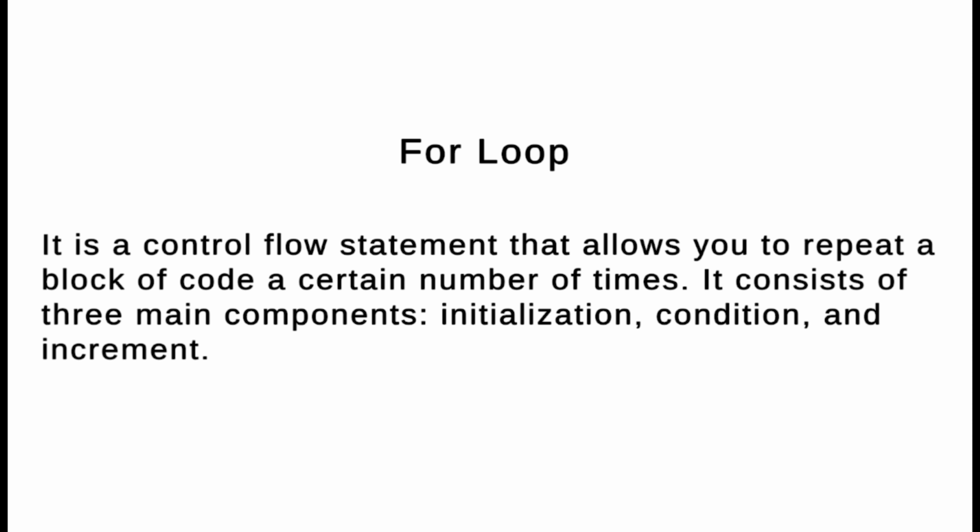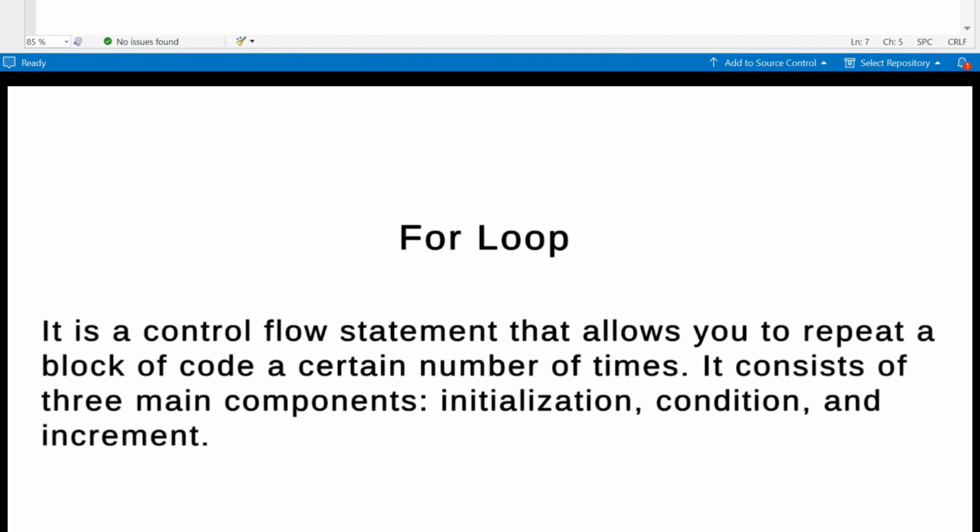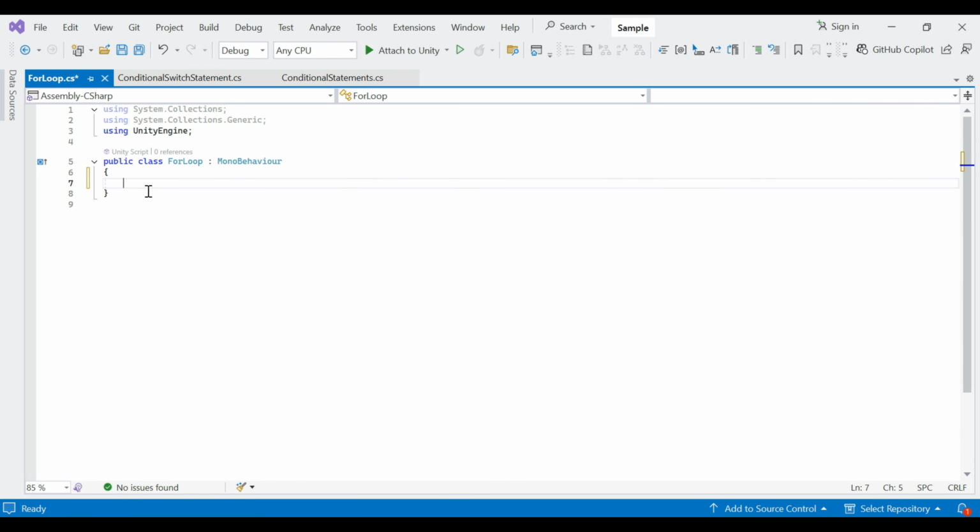First, for loop. It is a control flow statement that allows you to repeat a block of code a certain number of times. It consists of three main components: initialization, condition, and increment. Now see the example script of for loop.